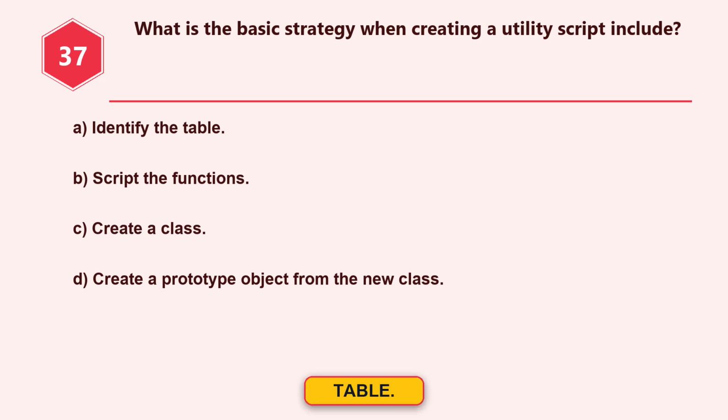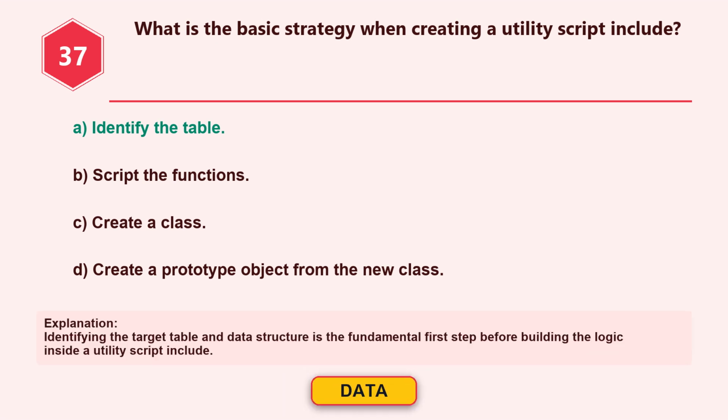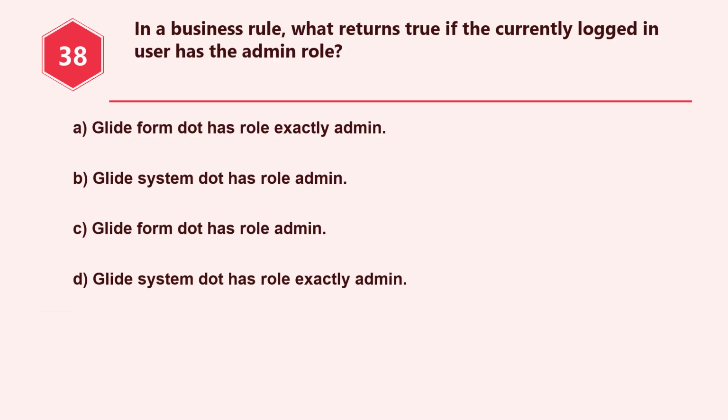Option A. Identify the table. Option B. Script the functions. Option C. Create a class. Option D. Create a prototype object from the new class. The correct answer is option A. Identify the table. Identifying the target table and data structure is the fundamental first step before building the logic inside a utility script include. Question 38.